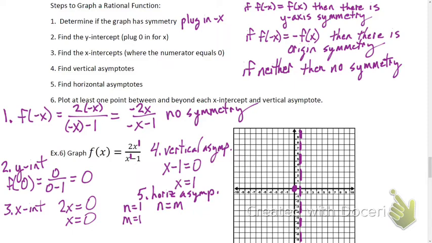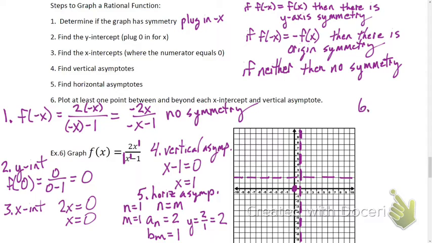So that means I now need to look at the lead coefficients. The lead coefficient up top is 2. On the bottom, it's a 1. That 1 isn't written. It's right here in front of the x. And you put them over each other, and that is your horizontal asymptote. So we have a line at 2, sideways line at 2. So make a dashed line there. All right, we're almost there.